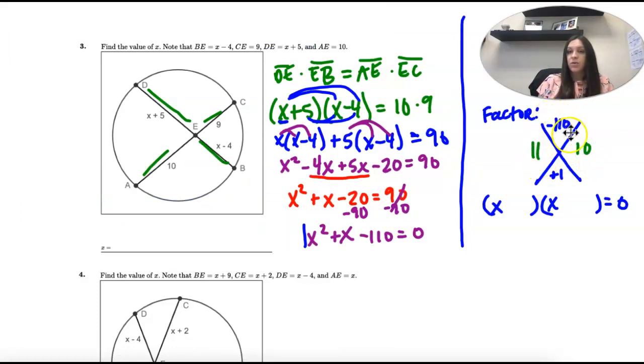So they need to multiply to a negative and add to a positive. It's going to be negative 10 plus 11 equals 1. Negative 10 times 11 is negative 110. So those are the numbers that go here. And then when we solve, we set each factor equal to 0. Then we solve.